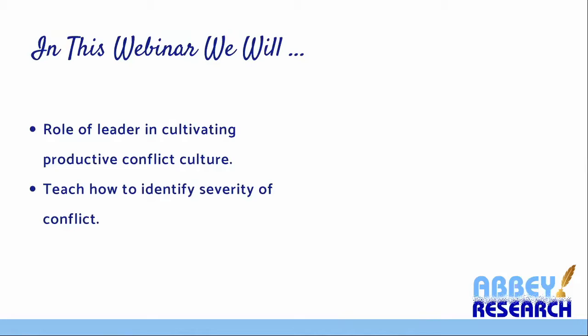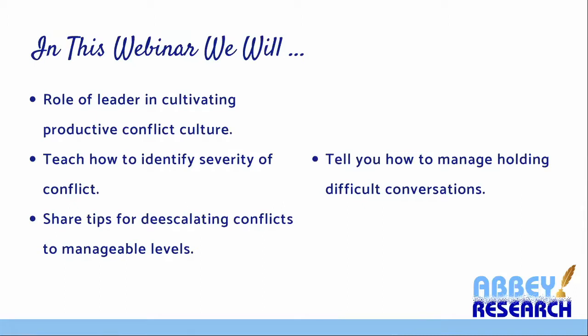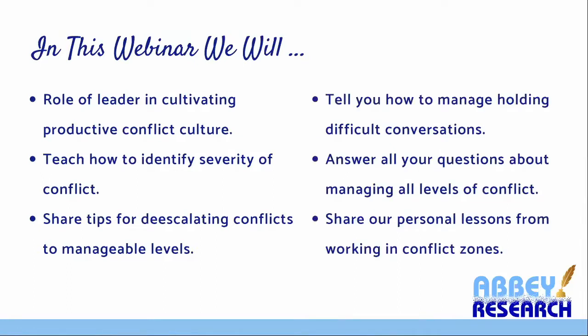We're going to talk about how to quickly identify the severity of the conflict, especially if you've got a couple really dramatic people that are hyperbolic and kind of see the worst in all situations. We'll give you some tips to cut through that and analyze quickly what the actual thing is. We'll talk about some de-escalation techniques and how to manage holding difficult conversations, because a huge part of conflict management is how to talk intelligently and calmly about the conflict. We'll also answer questions, and we'll talk a little bit about our personal lessons in working in some of those conflict zones, some of which are offices and some of which are genocidal organizations.